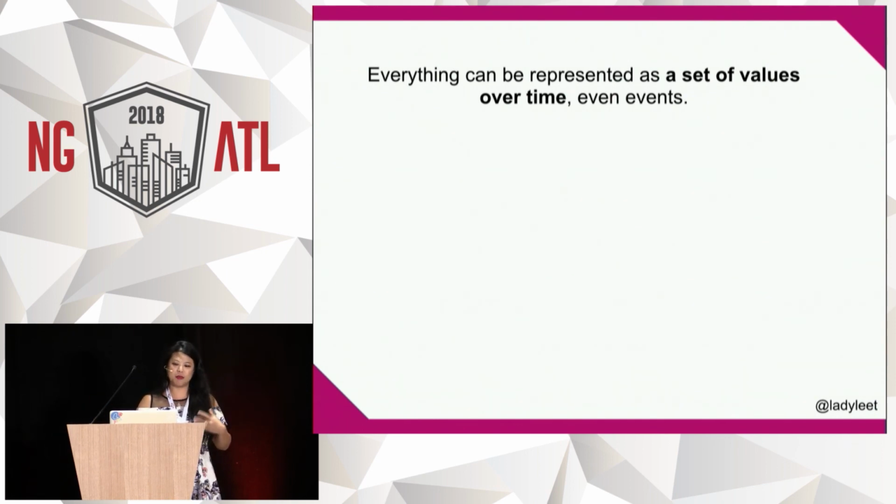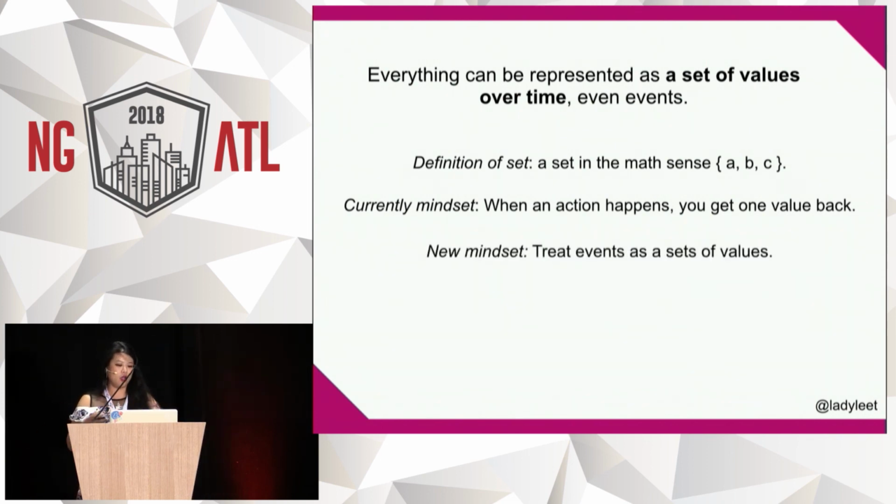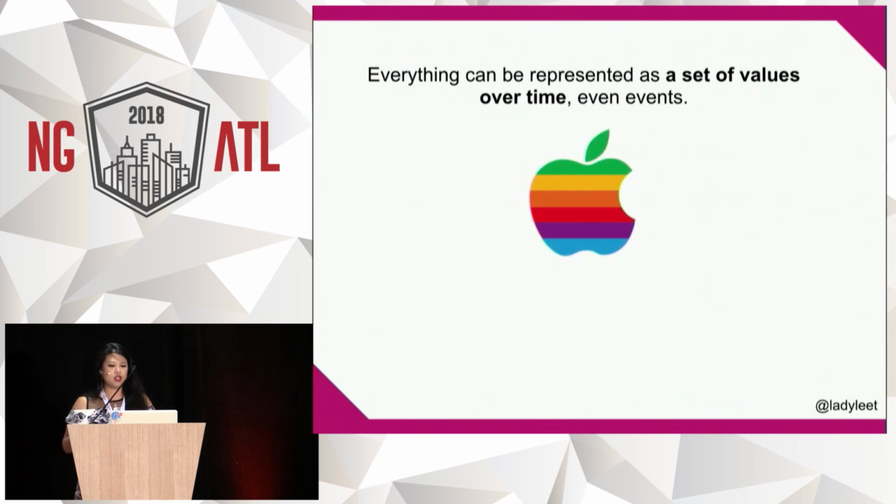When I talk about a set, what I mean is a set in the math sense, right? What we're trying to do when we think about things as sets is change the current mindset, which is, okay, when an action happens, we get one value back, to all events are sets of values. I think one of the hardest things is to understand that an empty set is still a set. 0 is still a set. 1, 2, 3 is still a set. Once you can get your mind thinking about that and structure applications that way, then you can start modeling your data in a very consistent and declarative way, and then you can start doing a lot more.